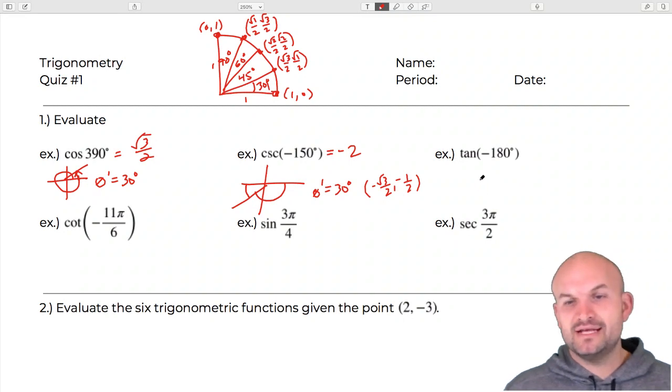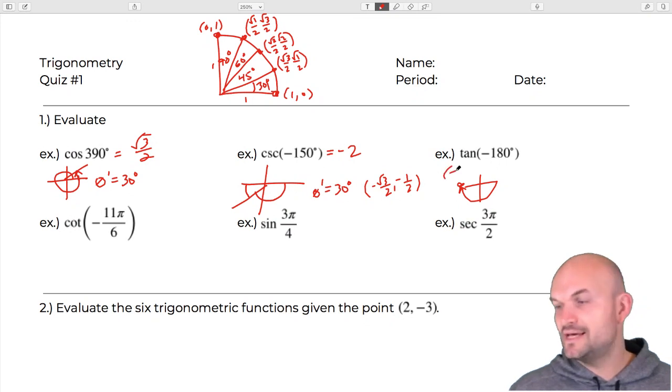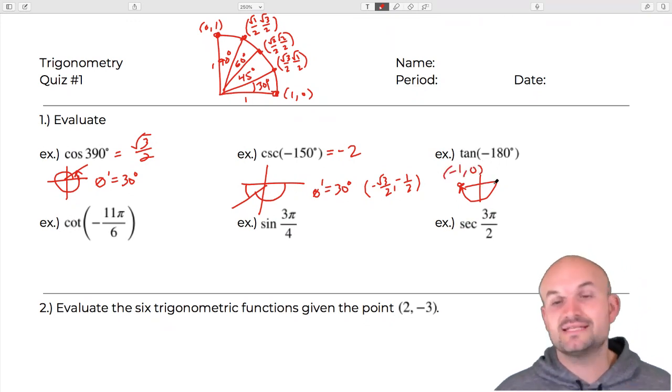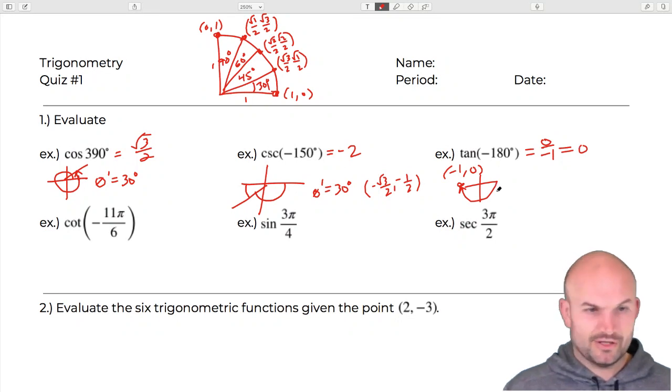Tangent for negative 180, again, that's another negative angle. If you go to negative 180, that's just going to take us here at the point negative 1, 0. There is no reference angle because it lies on the x-axis. And the tangent here is going to be y over x, which is just equal to 0.